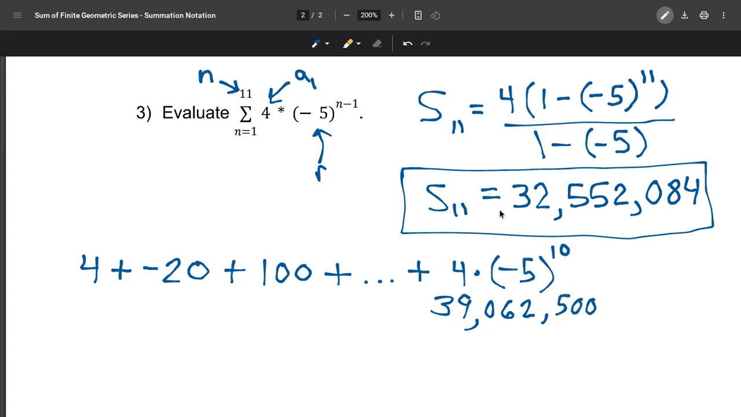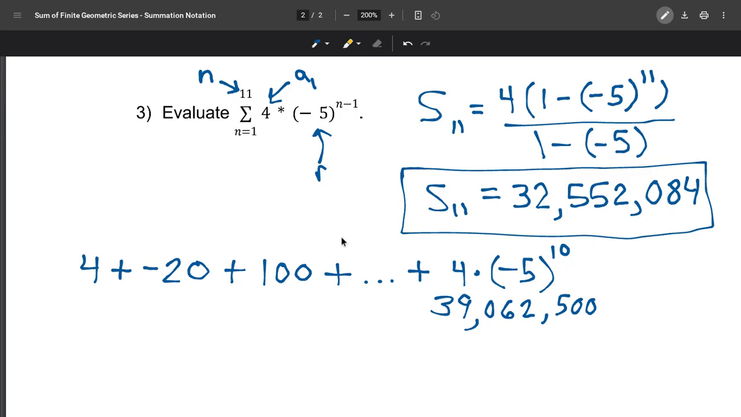And when you think about it, our solution of 32,552,084 makes sense because notice, every other term here is going to be negative. So we're subtracting some of the terms. The last term, the largest term, is positive. So we overcome some of the negative terms, but we're going to have a number that's less. Our sum is going to be less than the last number if the last number is positive. So our solution lines up.